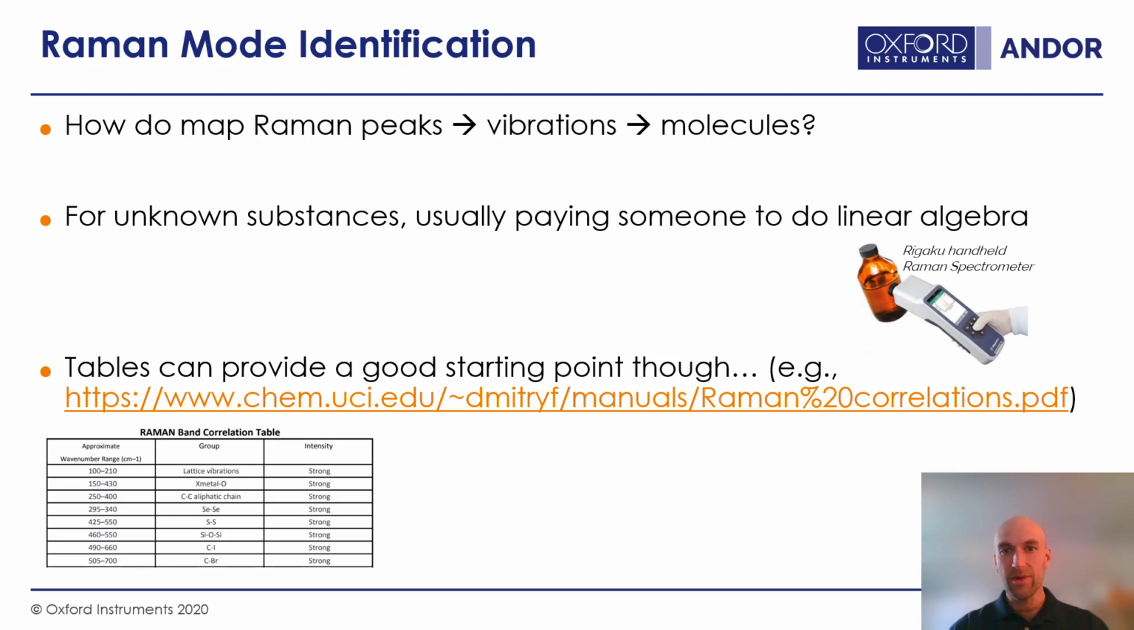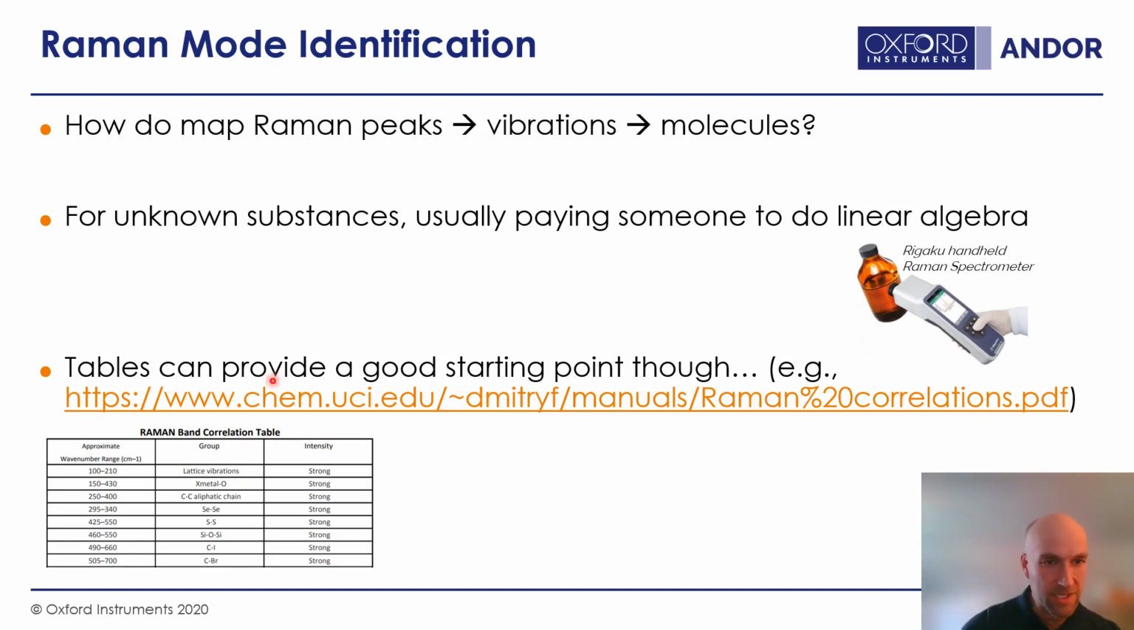Typically in that case, you'll basically pay for someone else to do it for you. They'll have some linear algebra going on under the hood with a lookup table of stored values. This is a handheld Raman spectrometer by Rigaku, and this person with the glove is pointing it at the bottle, getting a quick low resolution fingerprint spectrum, and then the system suggests a best match, or best match of mixes. Otherwise, if you're totally on your own, you can use tables that can provide a good starting point. Here's a link for Raman mode frequency.